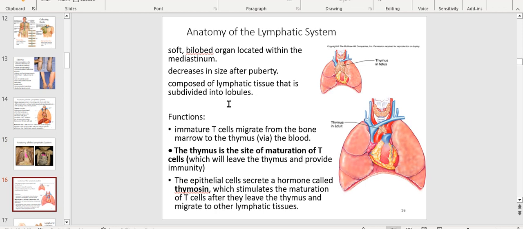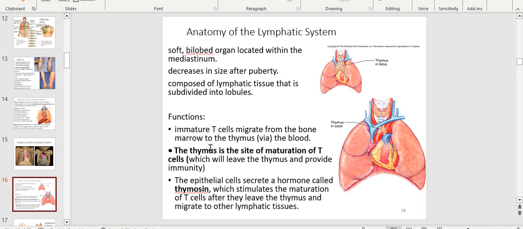The thymus, a soft bilobed organ located within the mediastinum, decreases in size after puberty because through interaction and living our lives, we gain immunity. And if you're gaining immunity, then you don't really need the thymus to be that big. And you'll see here, there's the thymus in a fetus, the thymus in an adult. Quite the difference.